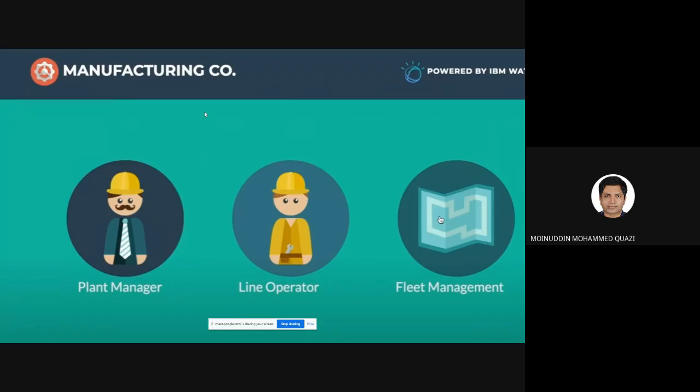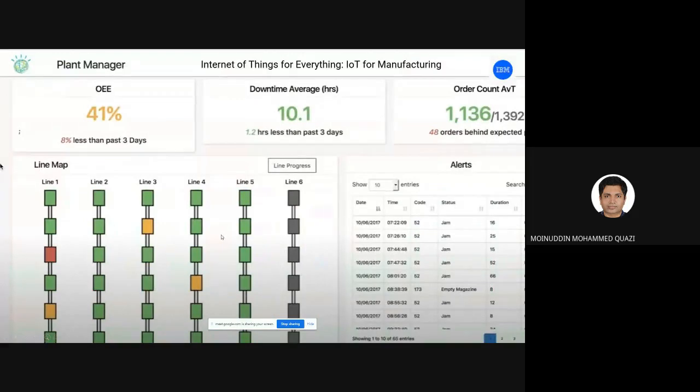So here is an example of an implemented IoT system for a manufacturing industry. This is powered by IBM technology. In this IoT system, you can see that you have plant manager, you have got line operator, and you have got fleet management. If you see here, you can see that you've got 6 lines, line 1, 2, 3, 4, 5, 6, and then line 6 is completely disabled.